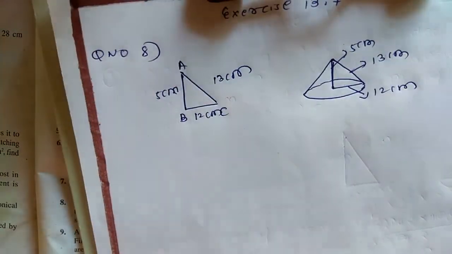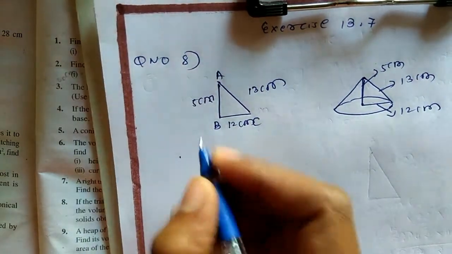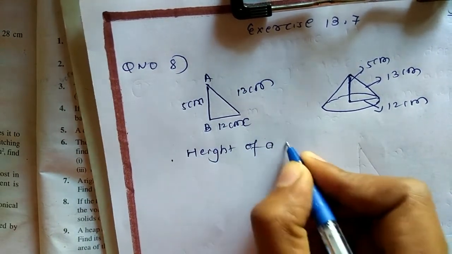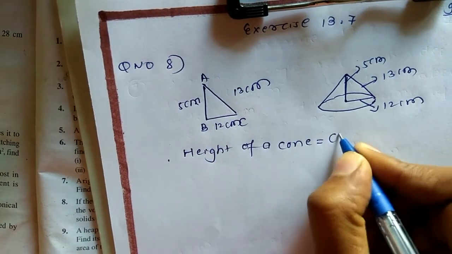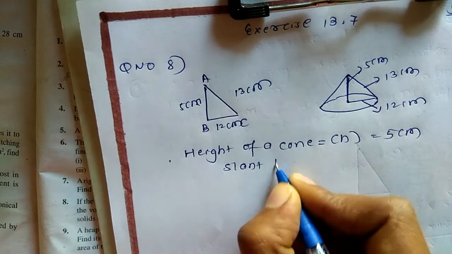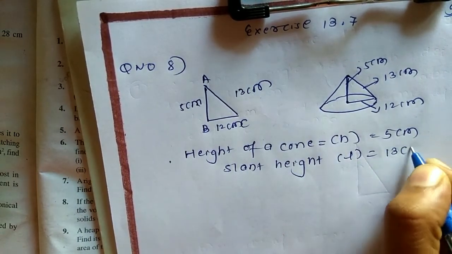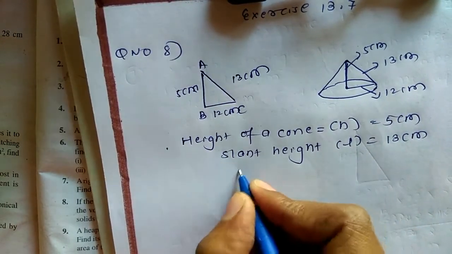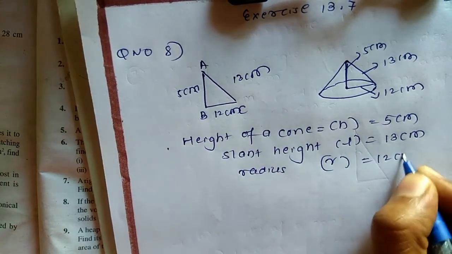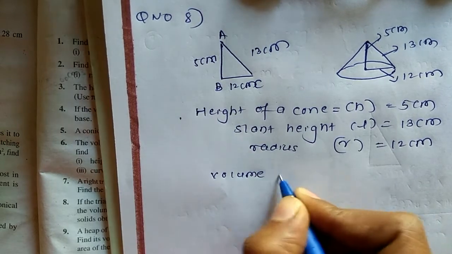So here also we got the solid as a cone. We'll first find the volume of the solid so obtained. Here we'll write out the measurements. Height of the cone, that is the perpendicular height, h, is 5 centimeter. Then slant height, l, is 13 centimeter. We show the slant height by the letter l. Then radius, r, is 12 centimeter. So we'll find the volume of the cone.